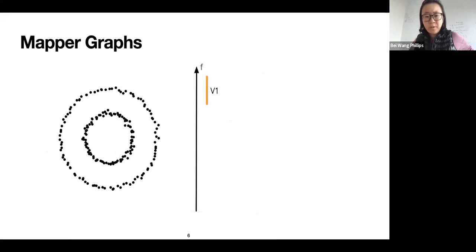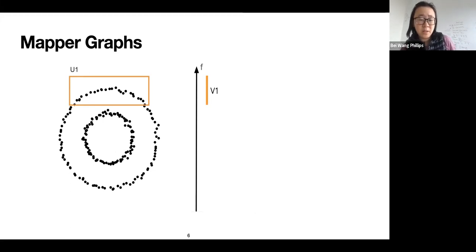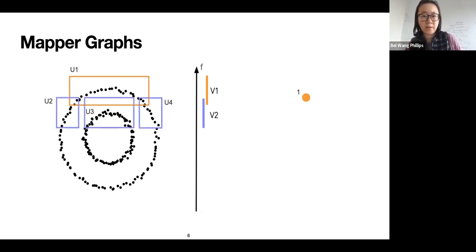Now, for a given interval, say V1, I look at F inverse of V1, which is its inverse image in the original point cloud. What you see here, I'm representing as a rectangle. It contains points whose function value belongs to this interval. Then in the mapper construction, you apply a clustering to this point cloud. In this case, I'm using DBSCAN, a density-based clustering algorithm, and it returns one cluster, represented by an orange node on the right. Now I move on to the next interval and again look at the inverse image under this height function. If I apply DBSCAN, it returns three clusters. Those clusters are represented as nodes in my mapper graph.